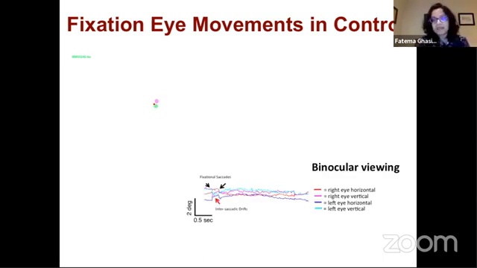So here's a sample of eye position traces obtained from a normal control. X-axis is time and y-axis is horizontal and vertical eye position of the right and the left eye. And normally we make these small fixational saccades indicated by these black arrows that alternate with periods of intersaccadic drifts. And typically we make about 1 to 2 per second of fixational saccades. They are binocular and they are conjugate movements.